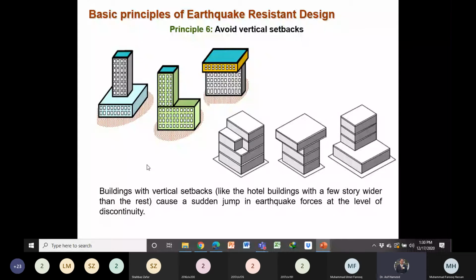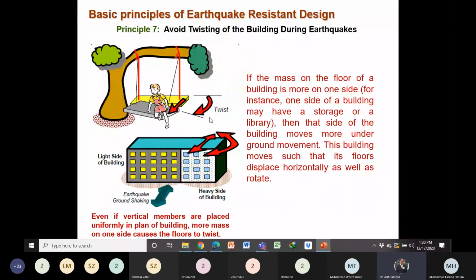We should also ensure that there is no twisting of the building. The building can twist when one part of the building is heavier than the other part. One part is heavier, one part is lighter. We may use this portion of the building for a warehouse, and we may have heavy machinery. So if this portion is heavier than the other portion, you can understand from this example.